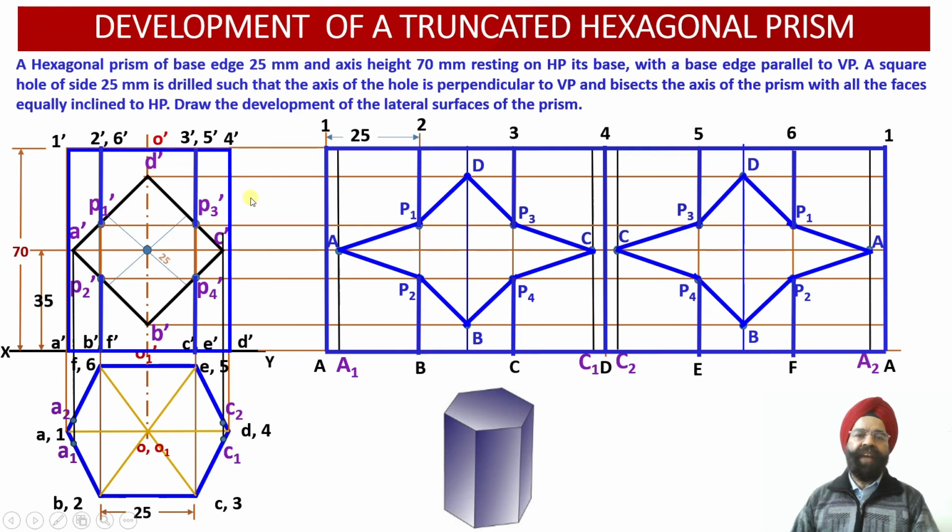Through this discussion, we have evaluated the sectional front view projections of this hexagonal prism, the top view projections of this hexagonal prism, and the development of the lateral surface of this truncated hexagonal prism which has been cut by a square hole having edge length 25 mm, in such a way that this hole is perpendicular to the vertical plane, the axis of the square hole intersects the midpoint of the axis of the prism, and all the faces of the square hole are equally inclined with respect to the horizontal plane at an angle of 45 degrees.